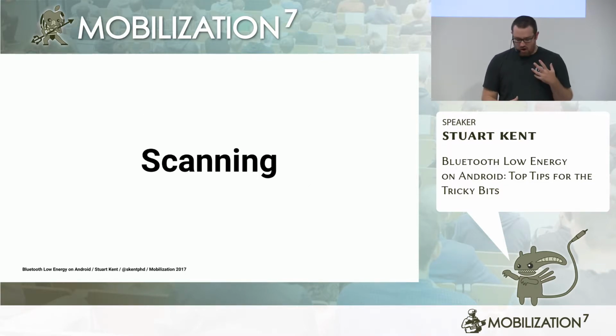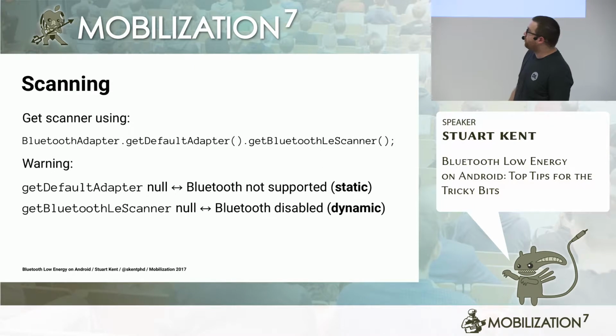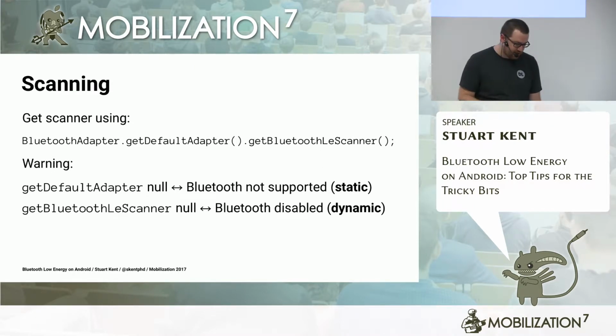So assuming that we know BLE is switched on and it's ready to go, the next thing we want to do is scan from our central to find these peripherals that are out there, if they're out there, and then do something with those results. So you can get the scanner from the Bluetooth adapter by first of all getting the default adapter and then calling get Bluetooth LE scanner.